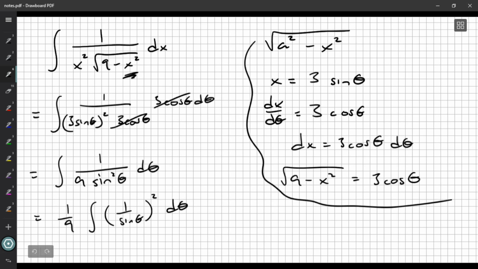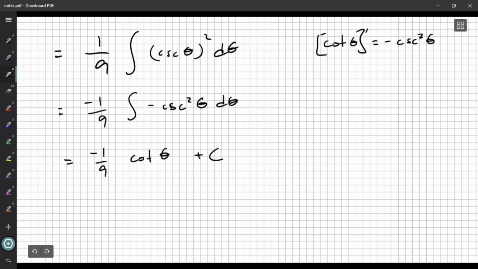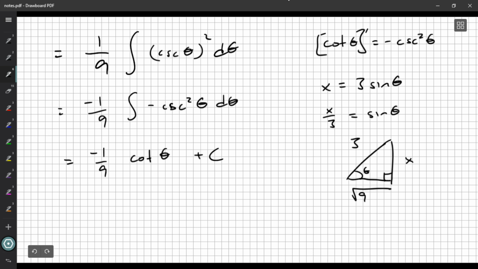We should give it back to them in x. How do we do that? Well, we know that x is 3 sine theta. So we could rewrite that as sine theta equals x over 3. Now if we imagine a nice right-angled triangle with an angle of theta here, sine is opposite over hypotenuse. So if we make x our opposite and 3 our hypotenuse, we can then use the Pythagorean theorem to say, well, 3 squared minus x squared, square rooted, should be this remaining side.